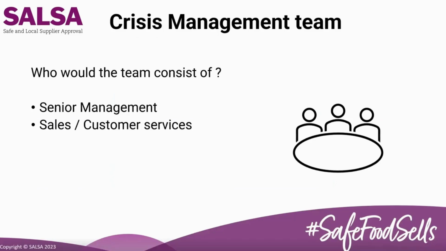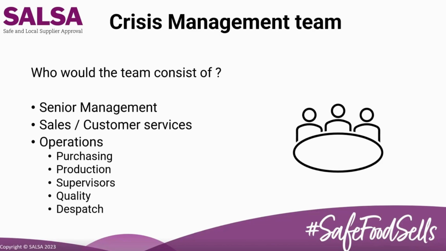So your team. As I've said, you'd have a number of people within your team. They all have different roles and different expertise and knowledge of the business. So you need a senior management team to make the decisions. You also need sales and customer services, who might be contacting customers. And you've got your operations side. So people who can pull together the documentation you need for your traceability, stop the use of a particular ingredient, perhaps stop production even, investigate, maybe look at the equipment, etc. So you need people from the operations side as well. It's a combination of a number of different areas.